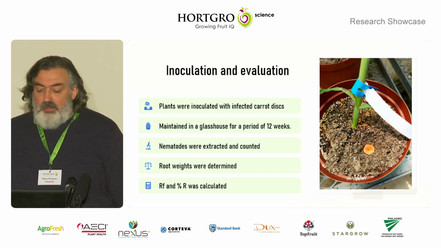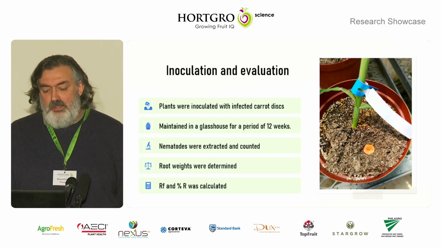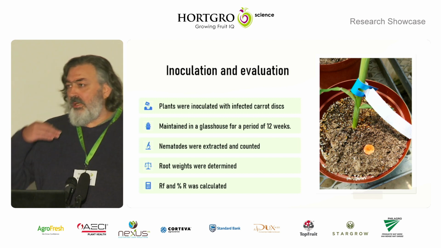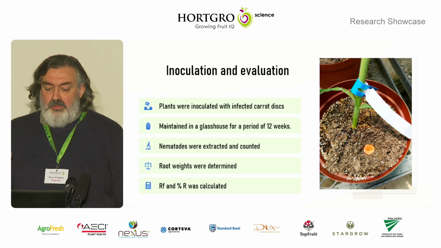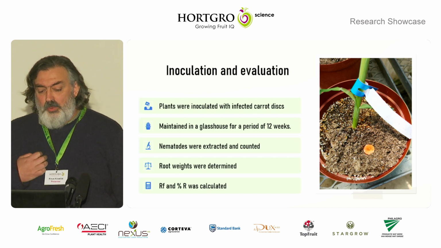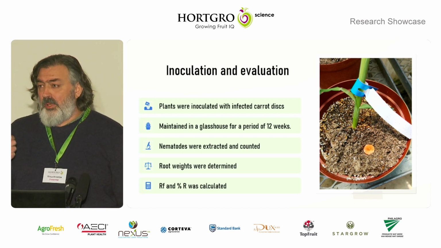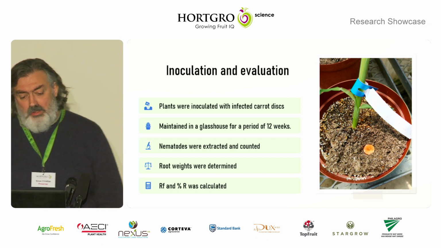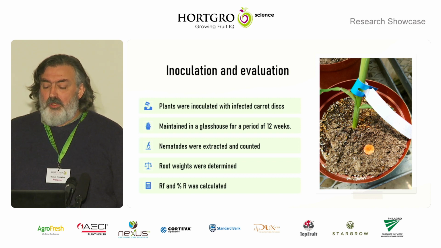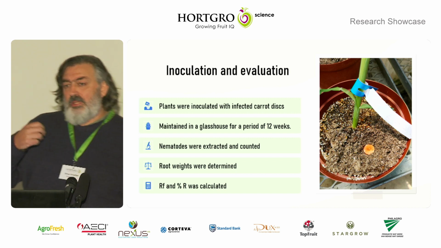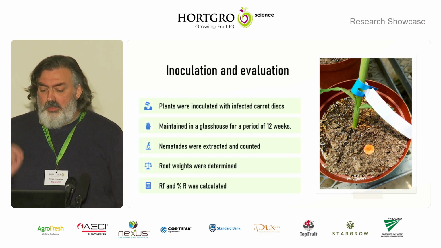So our rootstocks were then maintained in a glass house for a 6-month period. And afterwards we extract the nematodes from the roots and count them. We determine root weights, and that enables us to work out the reproduction factor as well as something that we call percentage R. Now the percentage R is the nematodes per gram roots expressed as a percentage when compared to the nematodes per gram roots on a susceptible cultivar.